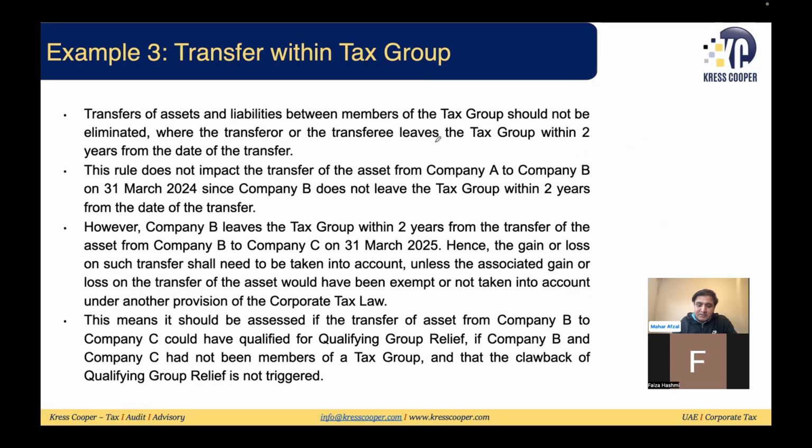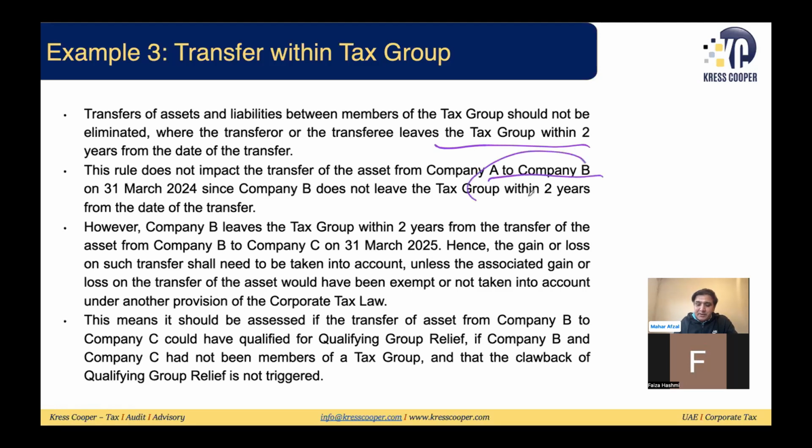This is what we have discussed. If the transferor or transferee are leaving the tax group within 2 years from the date of the transfer, or the asset is being further transferred within 2 years from the date of the transfer, then this transaction will not be eliminated. Gain will be subject to tax in the hands of the transferor. If the transferor is not existing, then the transferee will be liable to pay tax on the gains. The rule doesn't impact the transfer of the asset from A to B.